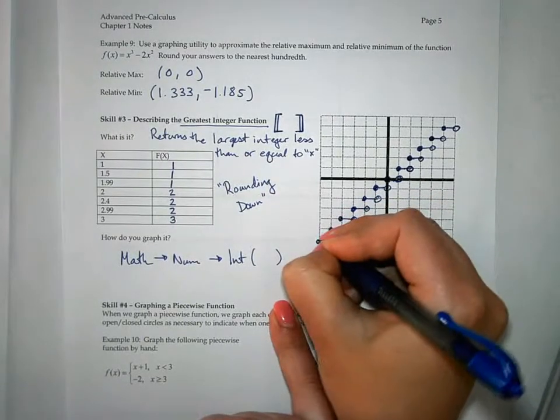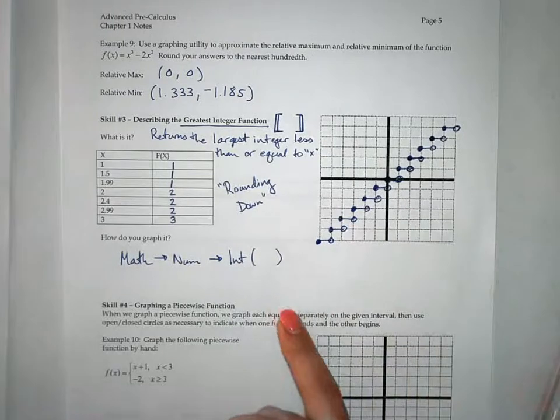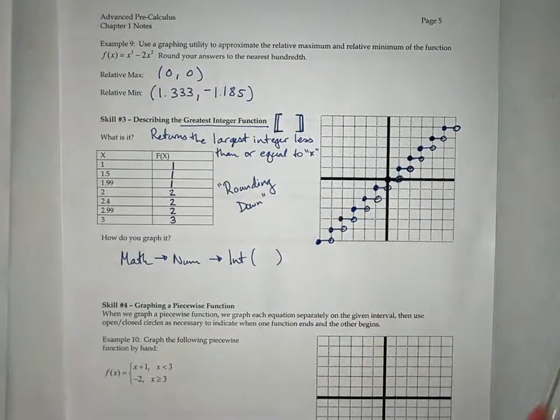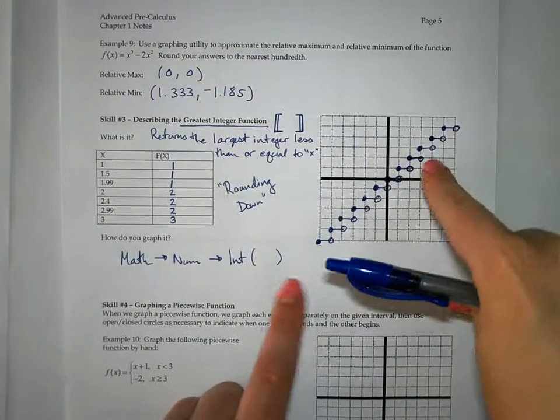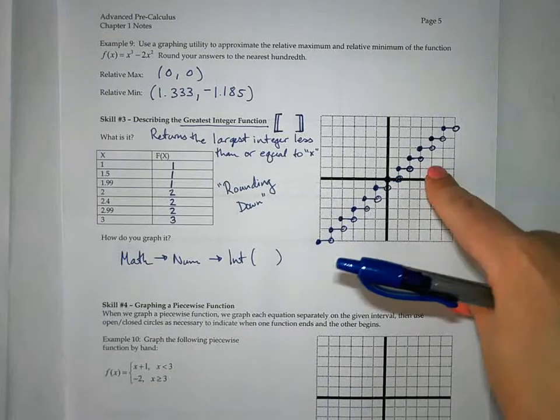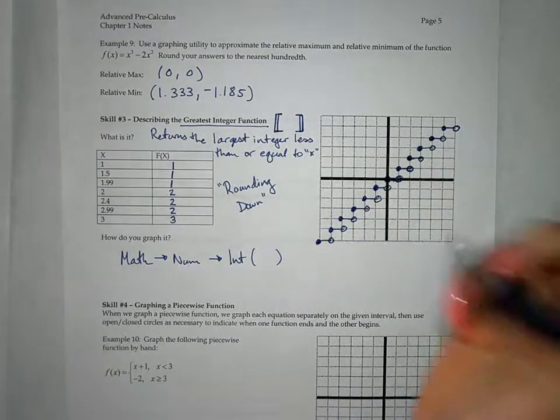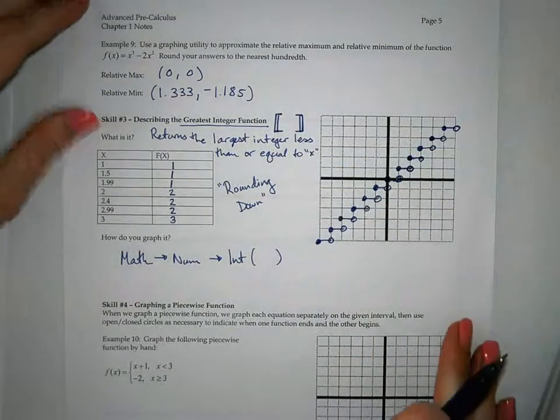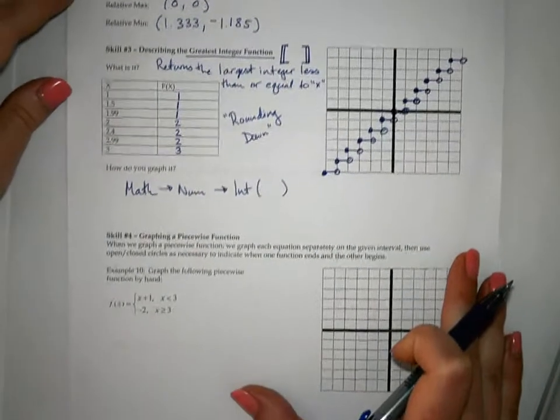And again, this is because we're rounding down with this function that you're going to include the lower value but not include the higher value as we're rounding down. This greatest integer function is also an example of what we call a piecewise function.